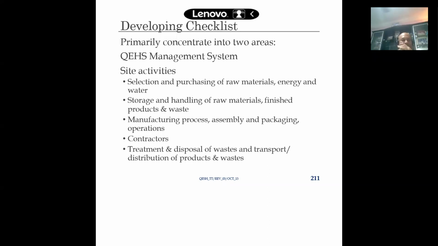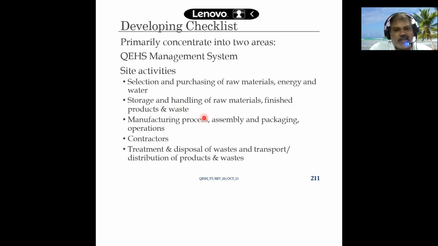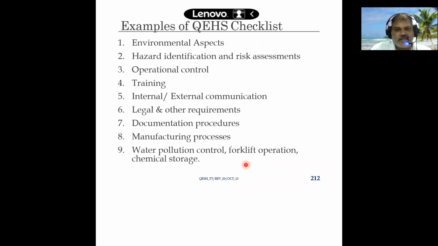Okay, so you need to check out the selection and purchase of raw materials, energy, water, and storage and handling of raw materials, finished products, and waste. Your manufacturing process, assembly and packaging operations, contractors, and treatment and disposal of waste, and transport and distribution of packaging systems.